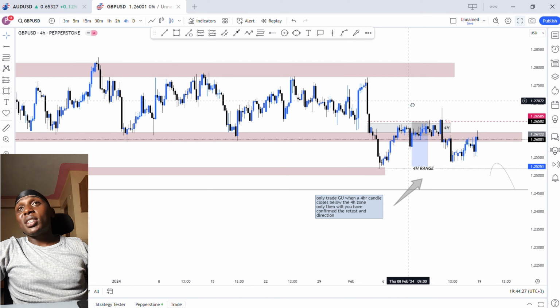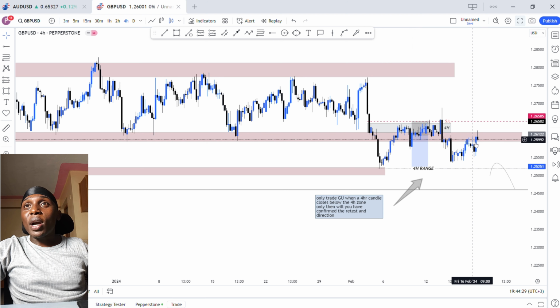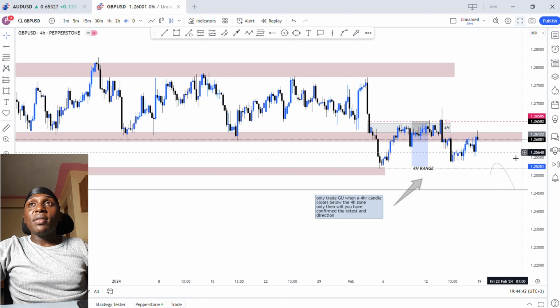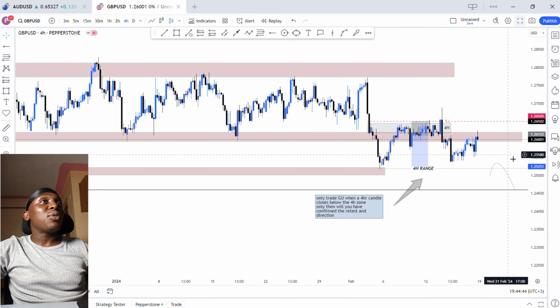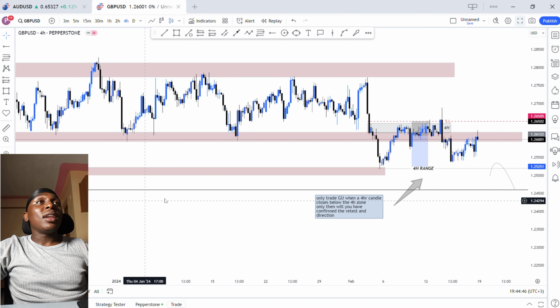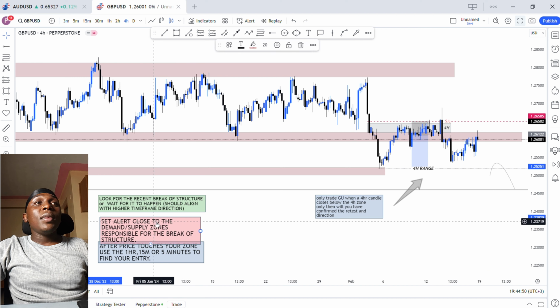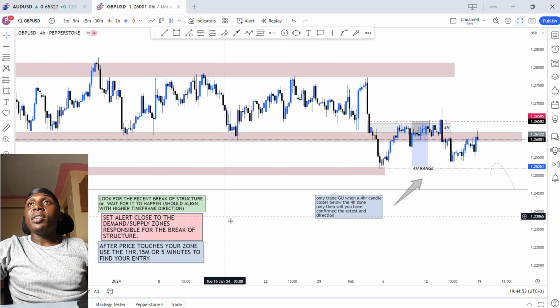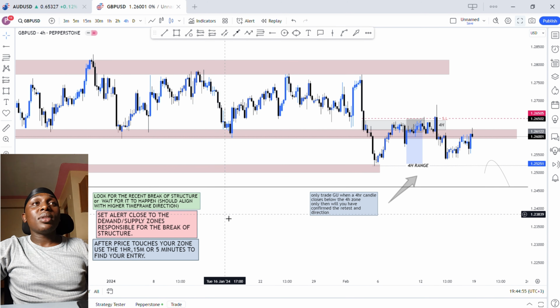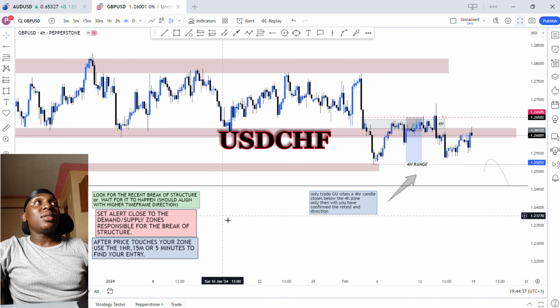For GBP USD, I'll be waiting for this price to come and break this 4-hour range right here. So if price continues to trade lower and break this previous lower low, I'll look for the demand or supply zones which have been left and put an alert, wait for price to get there, and I'll trade the supply zone if price gives me a nice reaction and confirms my entry. So that's it for GBPUSD.